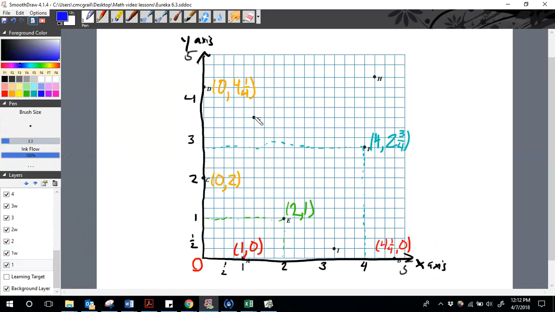Moving on to G. G's x-coordinate, move down, is 1 1/4. And its y-coordinate is 3 1/2 or 3.5. H. Let's move on to coordinate H. Move it down. H is here at 4 1/4. And here at 4 1/2.